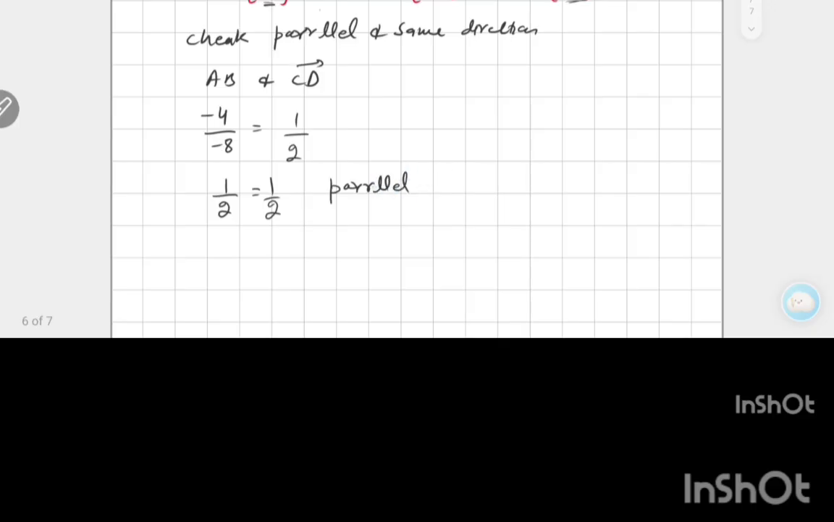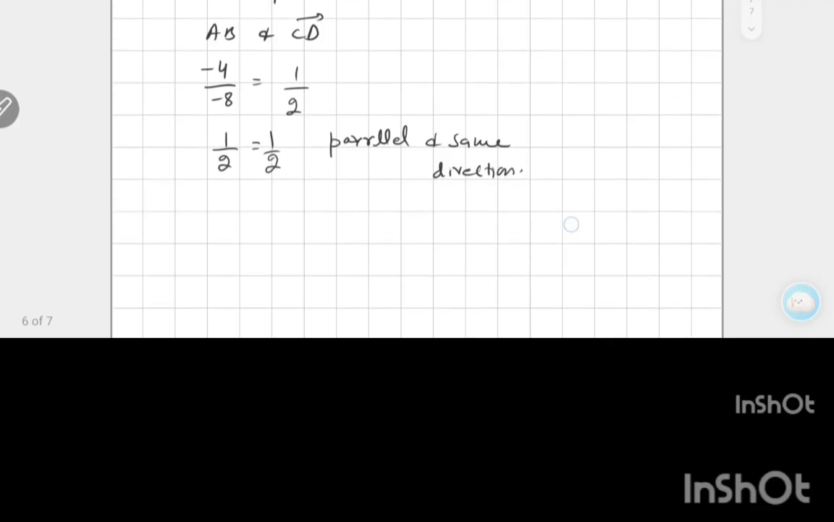and same directions. Okay, dear friend, I hope you can understand it.